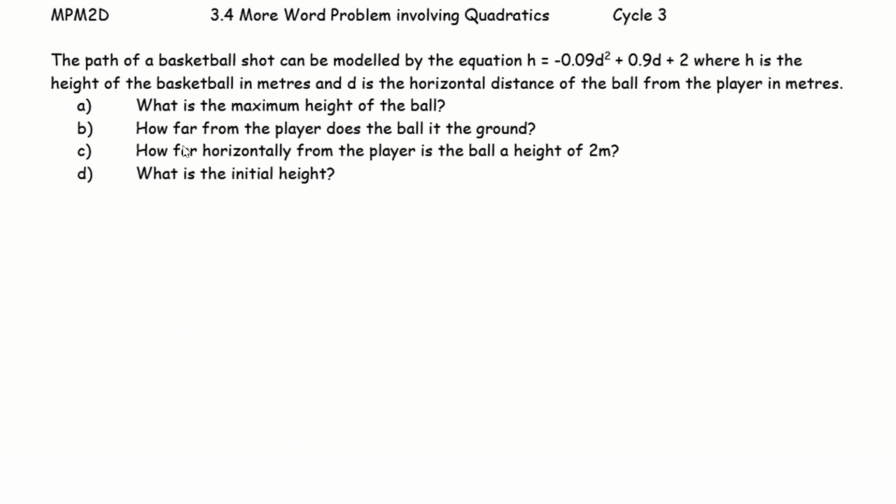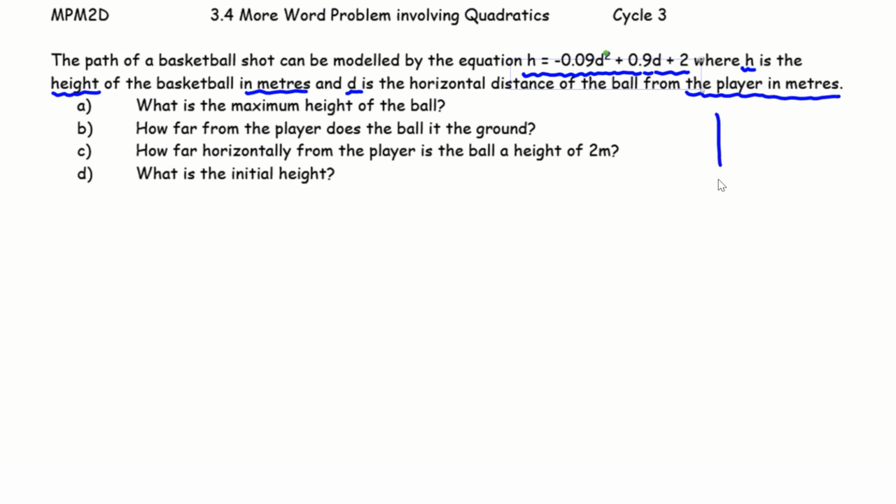So question 1 is, the path of a basketball shot can be modeled by the equation h equals negative 0.09 d squared plus 0.9 d plus 2, where h is a height in meters and d is a horizontal distance of the ball from the player in meters.